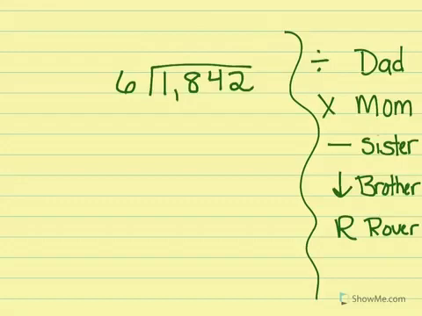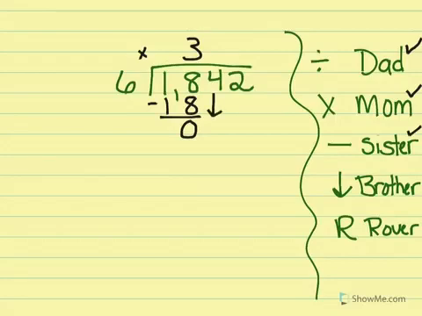First, I'm going to divide. How many sixes go into 1? Well, none. So then I look at 18. How many sixes go into 18? I know there are 3. So that is divide. Then I multiply. 3 times 6 is 18. After that, subtract. 18 minus 18 is 0. Then I bring down my 4.